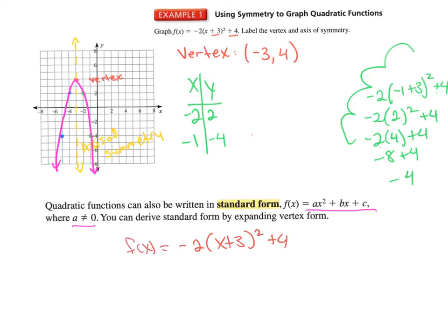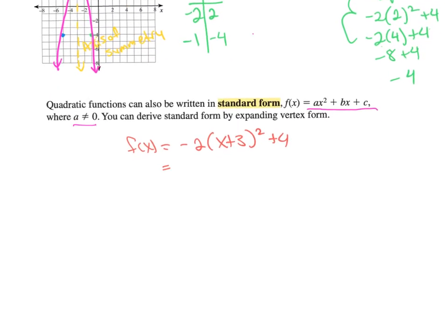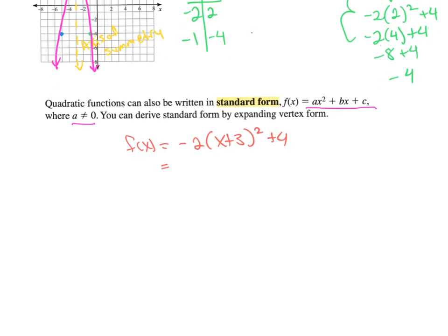So we're just going to expand this. Now we need to expand the x plus 3 squared. That is not x squared plus 3 squared. That is a very common mistake. You have to write this out as x plus 3 times x plus 3.